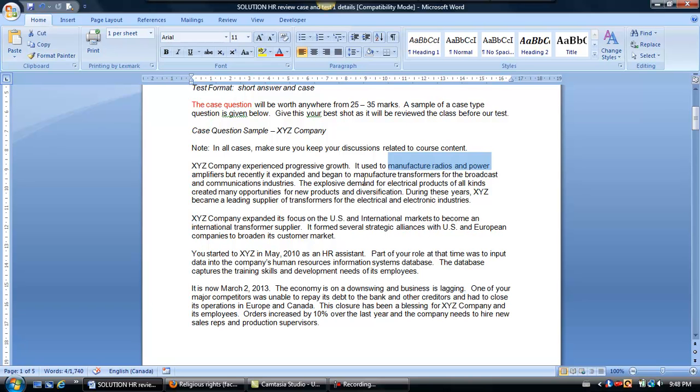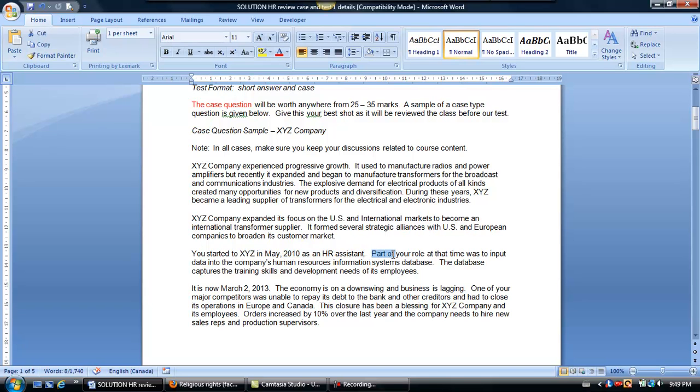Now they had expanded their focus to the U.S. and international markets, and they want to become an international transformer supplier. They formed several strategic alliances with the U.S. and European companies to broaden their market, and they hired you in May 2010 as their HR assistant.